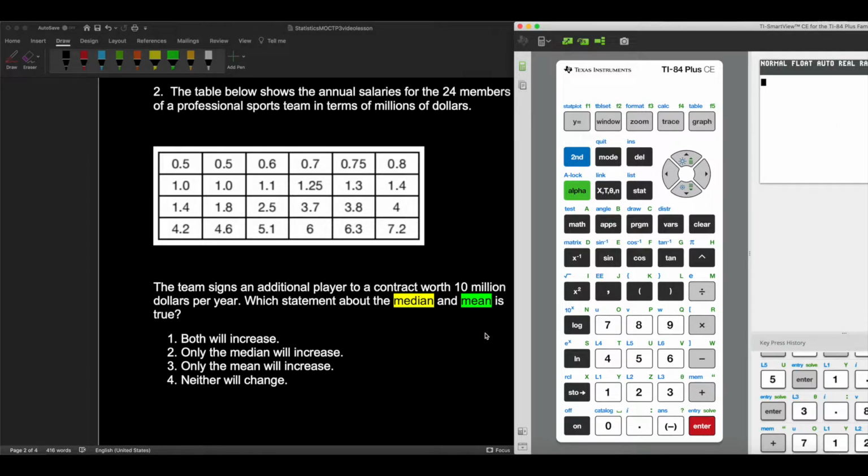Okay, so here we go. Number 2, it says the table below shows the annual salaries for 24 members of a professional sports team in terms of millions of dollars, right? And I showed you a table last time. It goes in the calculator the same way. It says the team signs an additional player to a contract worth $10 million per year. Which statement about the median and mean, so those are the two measures of central tendency, are true?